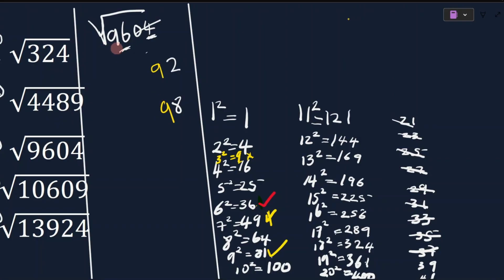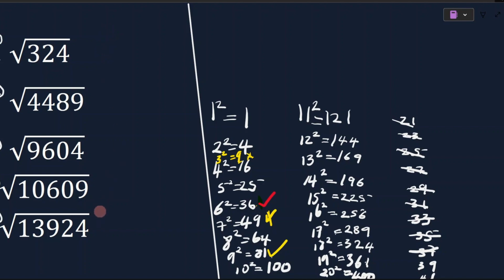Now, after 9, we have 10, and 9 multiplied by 10 gives us 90. Let's compare this 90 with this 96. You notice that 96 is larger than 90. Assuming 90 were larger than 96, we would take the smaller number. But since 96 is larger than 90, we take 98. Therefore, the square root of 9,604 is equal to 98. You can also press your calculator to confirm it.